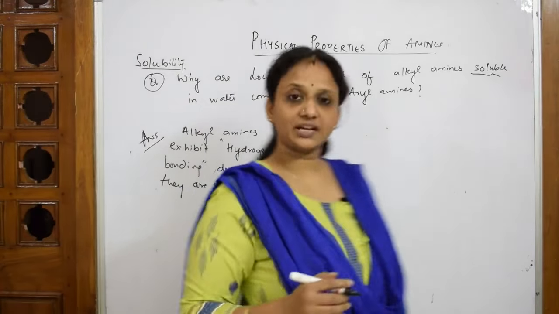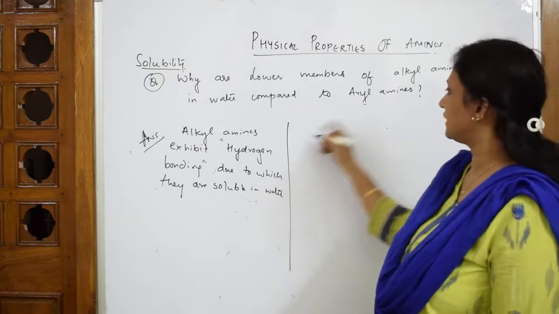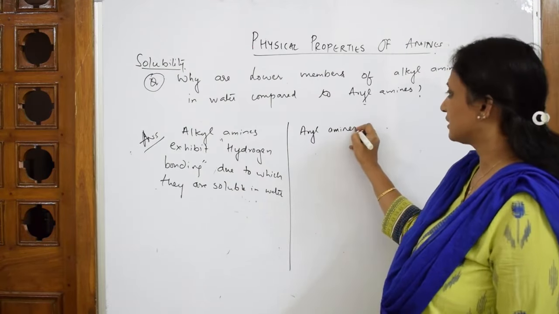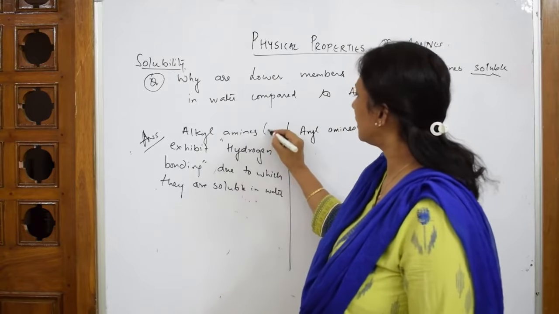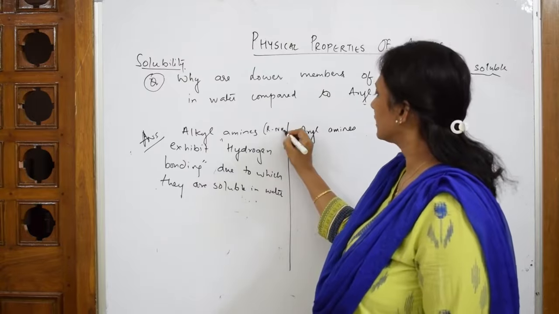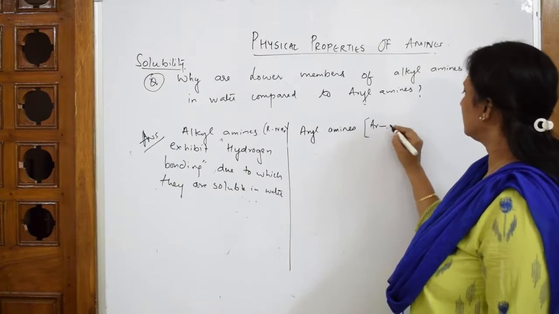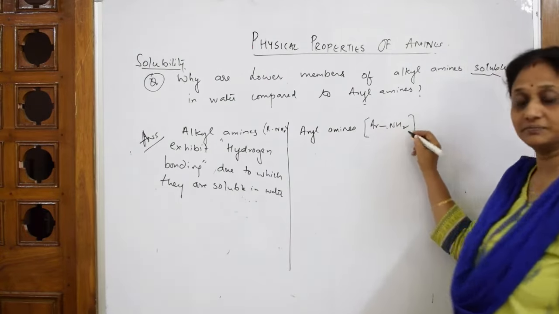Right. So when I have to come back and write the same, aryl amines. I hope you know what aryl amines are. Alkyl amines are RNH2, and aryl amines are a benzene ring with NH2. That is your aniline. Right.